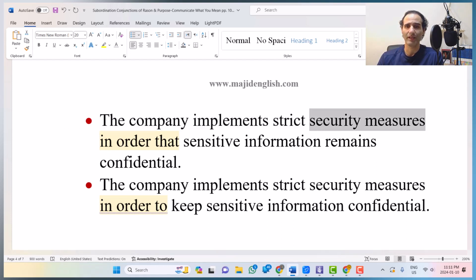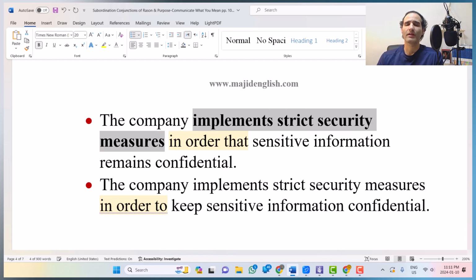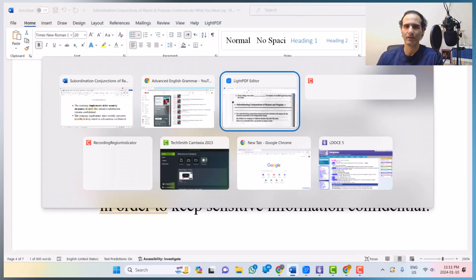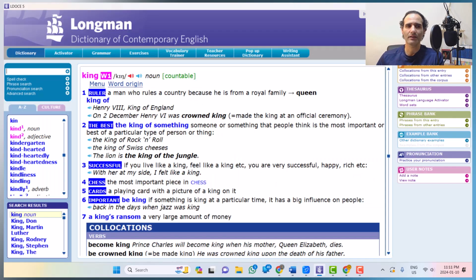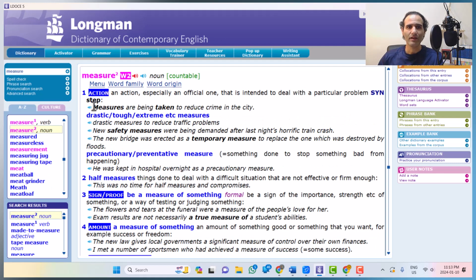Beautiful. Implement strict security. The key is implement measures. And measure here means... What does it mean? Longman will tell you what it means. It's not talking about meter or something. Measure as a noun, it means action. So, measures are being taken. So, it means some actions are thought of, some actions are implemented. Measures are being taken to reduce crime in the city.